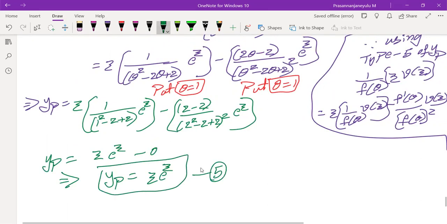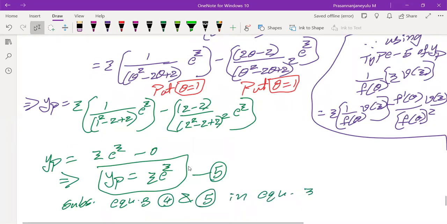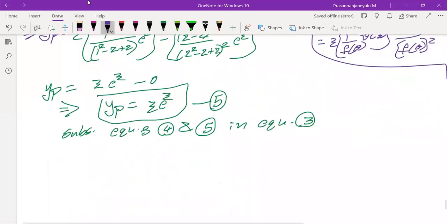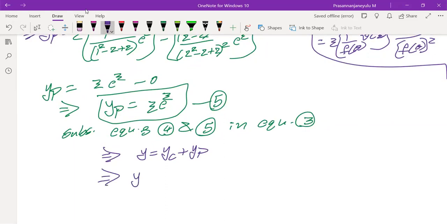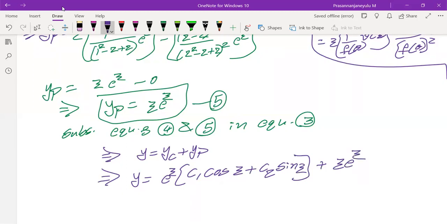After getting the yp, we need to substitute equations 4 and 5 in equation 3. That implies y equals yc plus yp. So we got y equals yc. Yc is e power z into c1 cos z plus c2 sin z, plus yp. Yp is z into e power z. So this is the general solution of equation 2. But we need to find the general solution of the given differential equation.